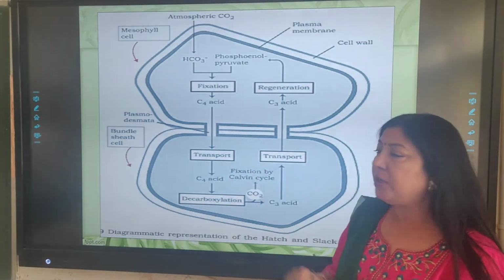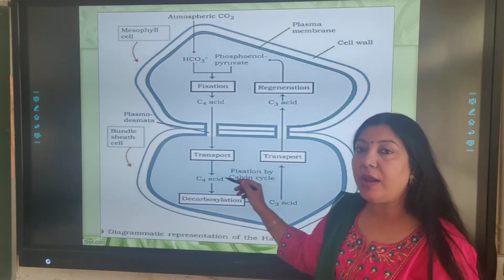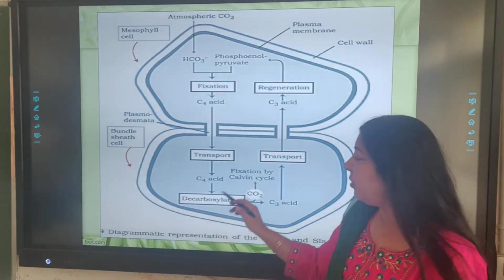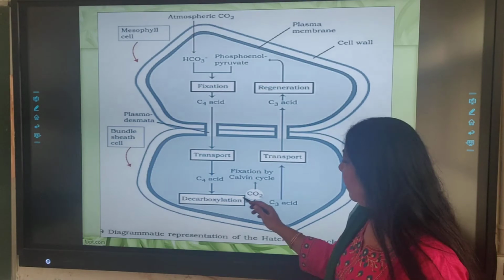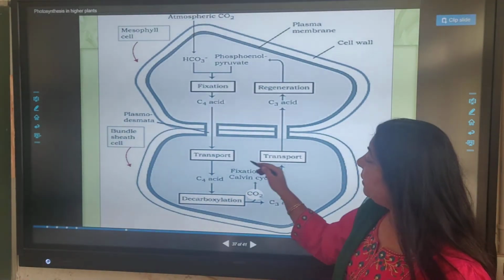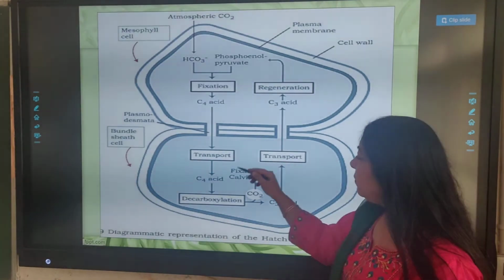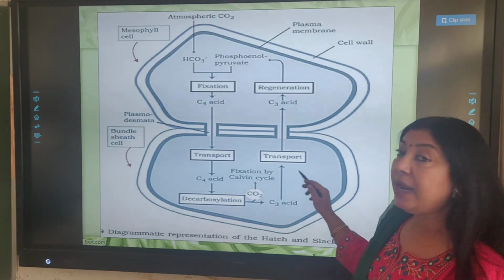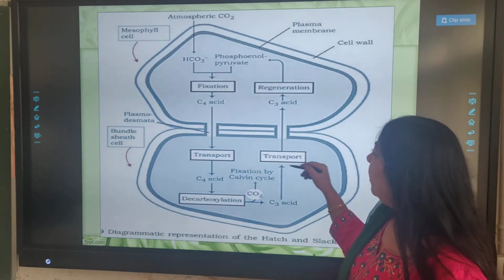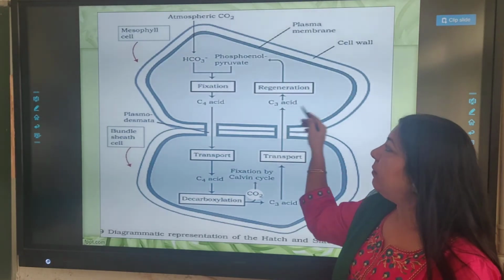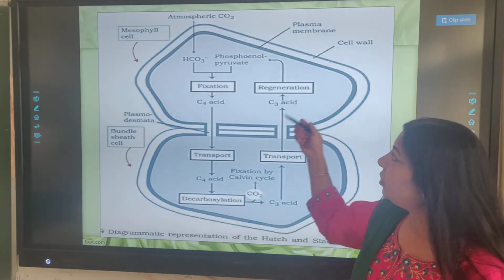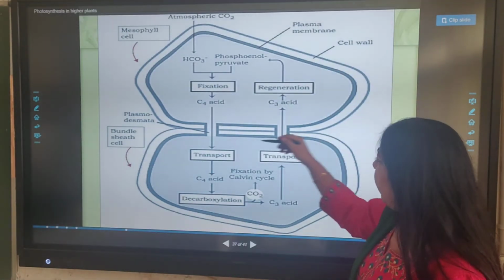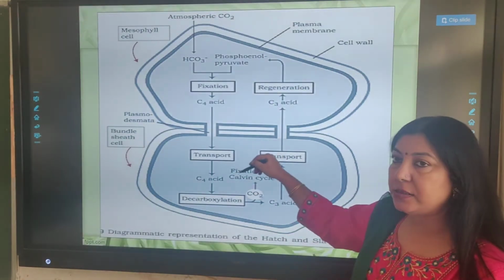Now here in the bundle sheath cells, this C4 acid splits into a C3, that is called decarboxylation. CO2 is released, and this CO2 which is released is used up by the Calvin cycle, and then this C3 compound is transported back to the mesophyll cells, and regeneration of PEP takes place. This way, here the Calvin cycle takes place.